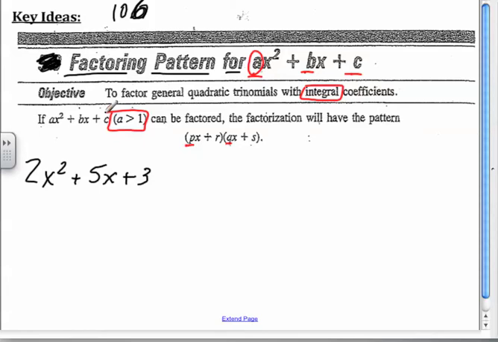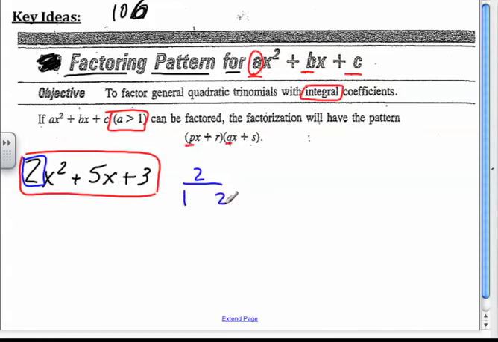Okay, now I put an example up here for us to look at: 2x squared plus 5x plus 3. I'm going to show you what we have to do to factor this thing. I have to take the front number 2, put a little box around it, and I'm going to factor it. 2 is factored into 2 and 1, or lots of people like to do 1 and 2. It doesn't matter, we'll do 1 and 2, that's fine.